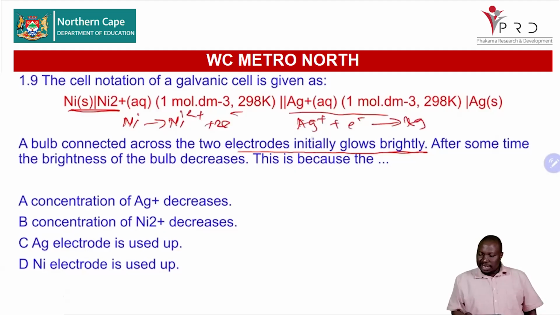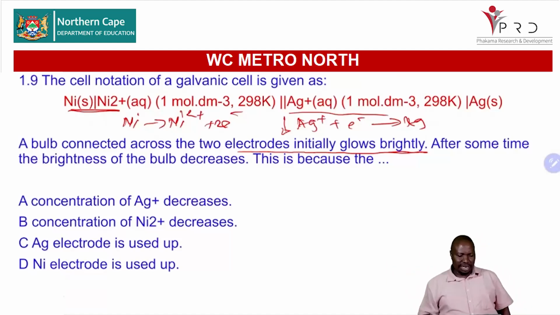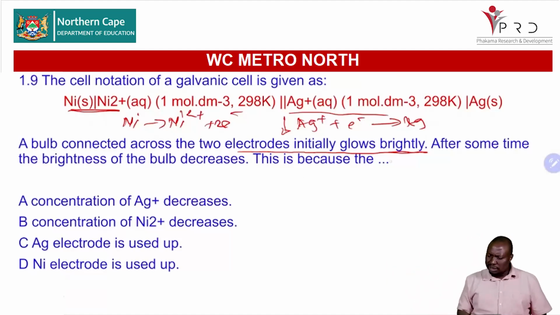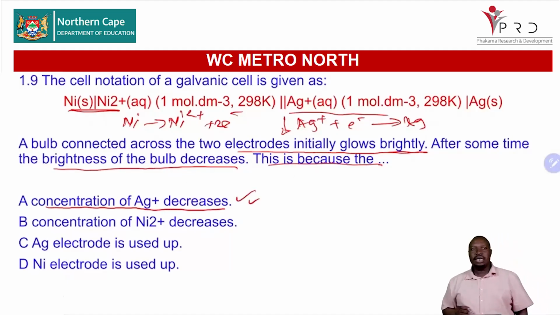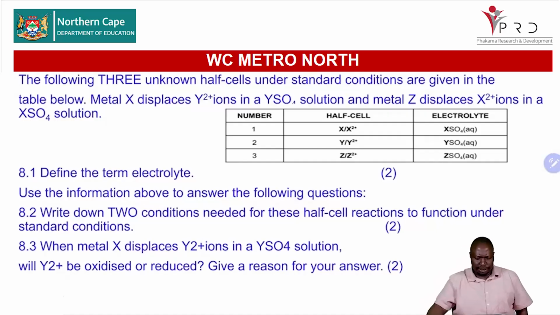So obviously, as Ag plus is gaining electrons, its concentration is decreasing. And I've emphasized that when the concentration of the ions in the cathode is decreasing, the EMF of the cell will decrease. So they're asking, after some time, the brightness of the bulb decreases. This is because the concentration of the Ag plus in the cathode is decreasing. So you got your answer. That is number A. You see these questions, most of them become familiar because you are doing different types of questions. Now on this one from Metronaut, they decided to give you your half cells.